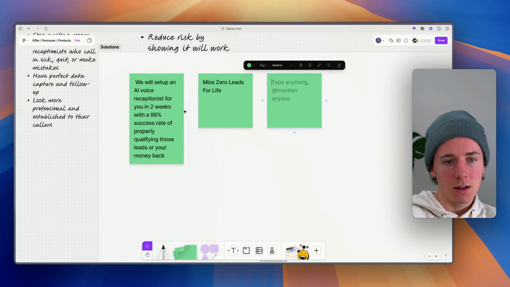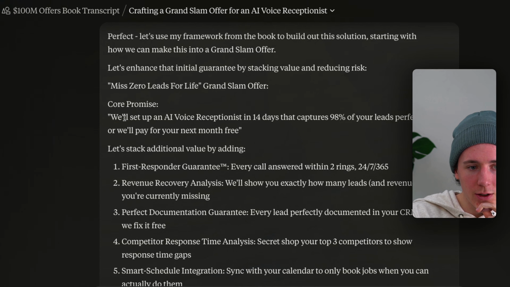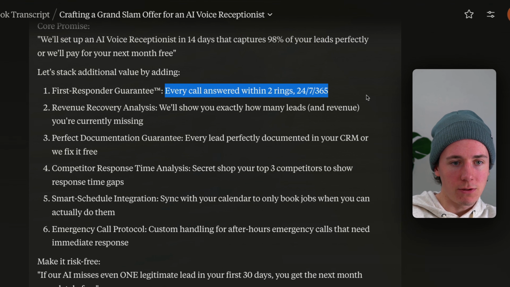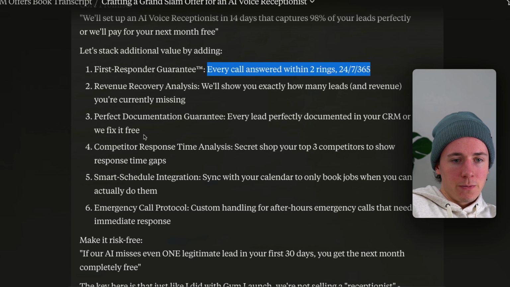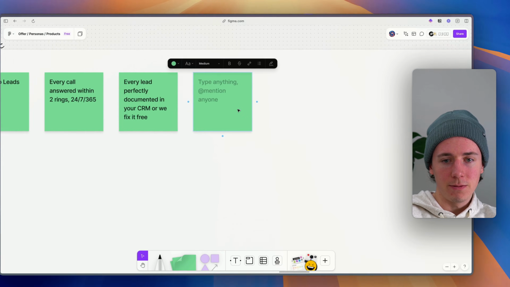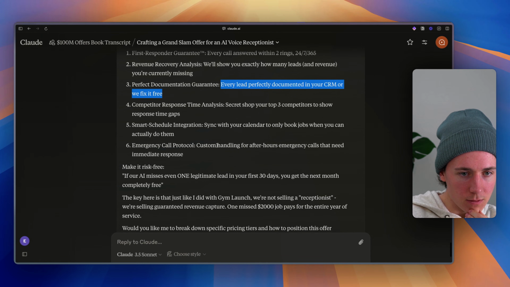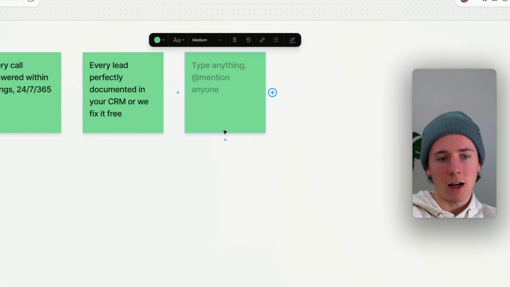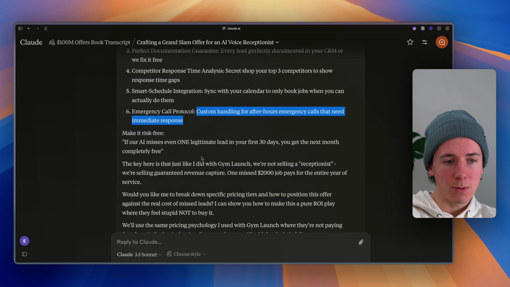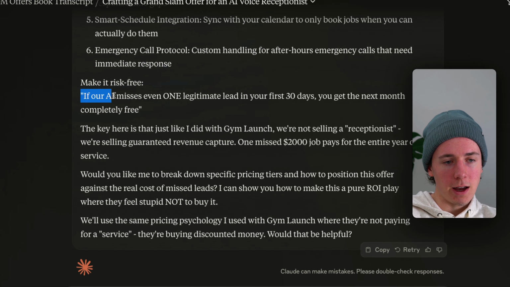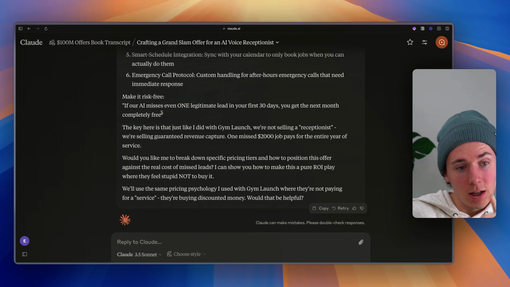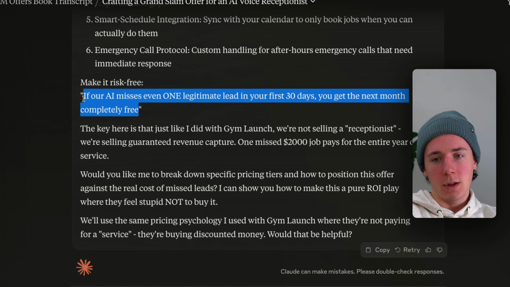Interesting take on things. The core promise is, we'll set up in 14 days or your next month free. Every call answered within 2 rings, 24/7, 365. The solution is every lead perfectly documented in your system. Sync with your calendar to only book jobs when you can actually do them. Custom handling for after hours emergency calls that need immediate responses. If your AI misses even one legitimate lead in your first 30 days, you get the next month free. I don't know if I'll use this, but it's an interesting risk guarantee.